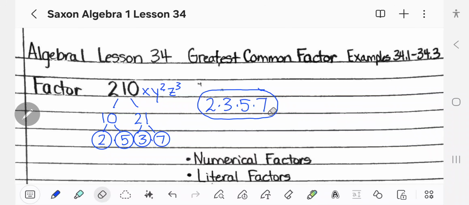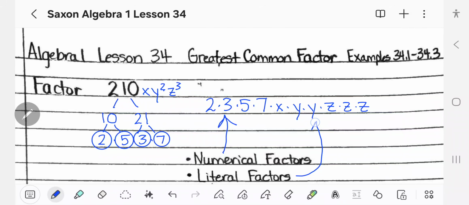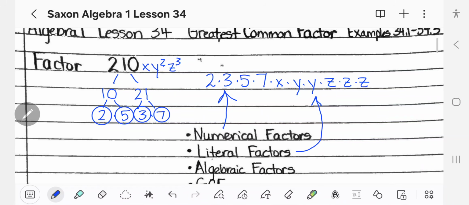Then the factors would change. I would have to list the factors of those variables, which would be my literal factors. So I would list x times y squared is y times y, and z cubed is z times z times z. So now I have the numerical factors listed, and I have some literal factors. They're going to talk about algebraic factors, and that would just be all of these, whether it's your numerical factors or your literal factors, it's all of them. And that's what we're really going to be dealing with, is algebraic factors.